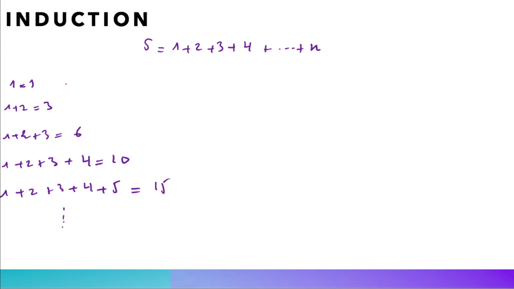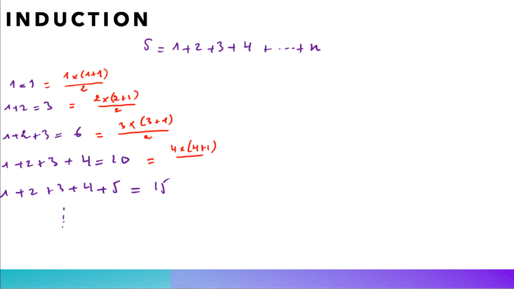Now, is there any pattern here? The answer is yes, and actually 1 is equal to 1 times 1 plus 1 all divided by 2. 3 is equal to 2 times 2 plus 1 all divided by 2. 6 is equal to 3 times 3 plus 1 all divided by 2 as well. And 10 is equal to 4 times 4 plus 1 all divided by 2, and we see here that 15 is also equal to 5 times 5 plus 1 all divided by 2 as well. And I leave it for you, of course, to check these computations.